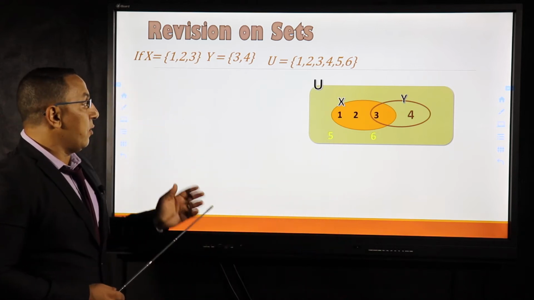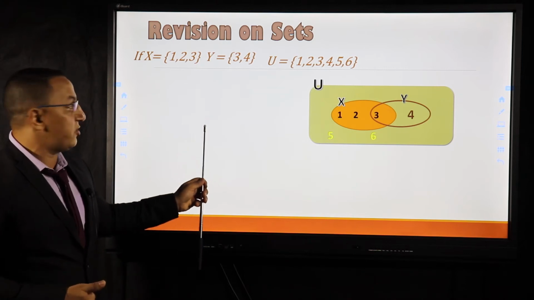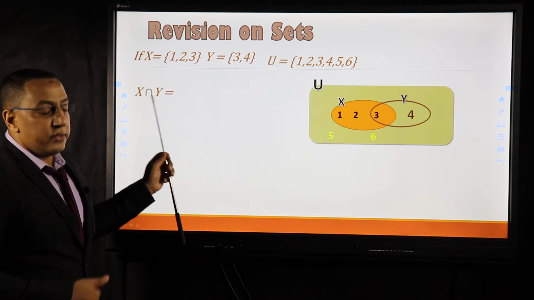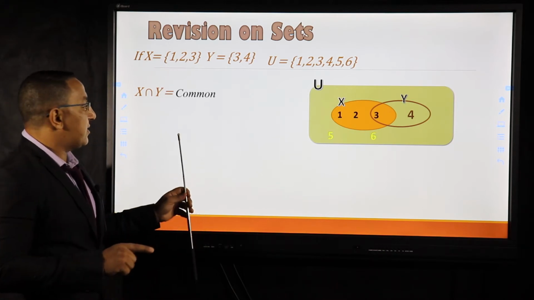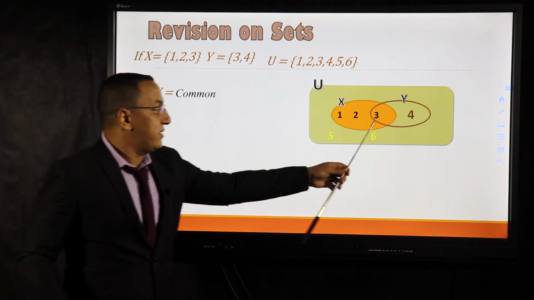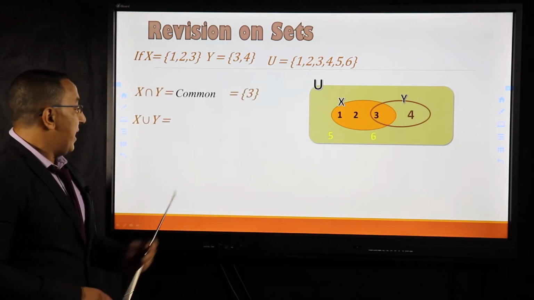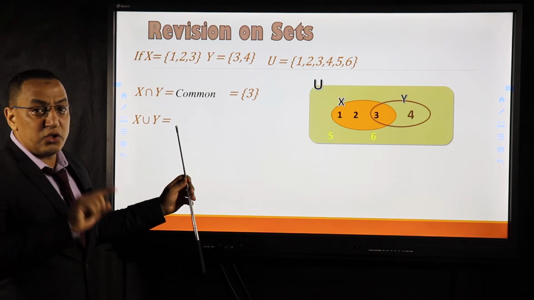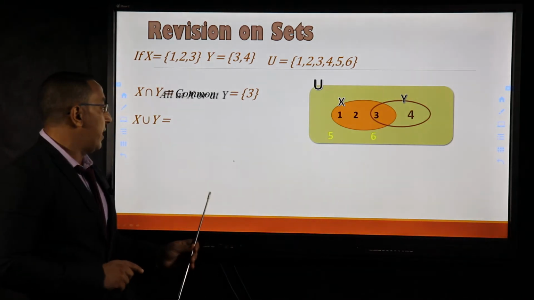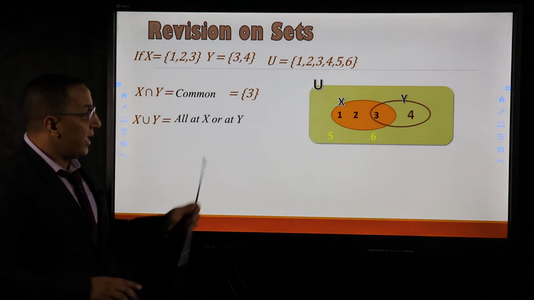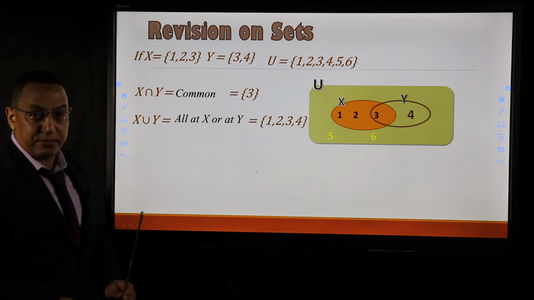Now remember with me the operations. We have 4 operations. The first operation is called intersection. The intersection means the common elements of x and y. The common element here is 3, and we are going to write 3 inside the set like this. Second, we have x union y. x union y means all elements in x or in y. All elements of x and y: 1, 2, 3 and 4, like this.